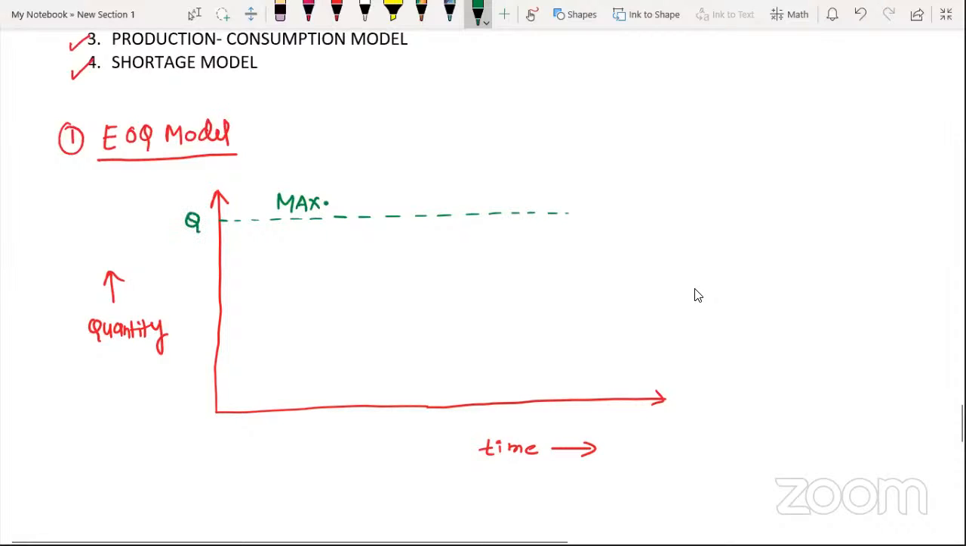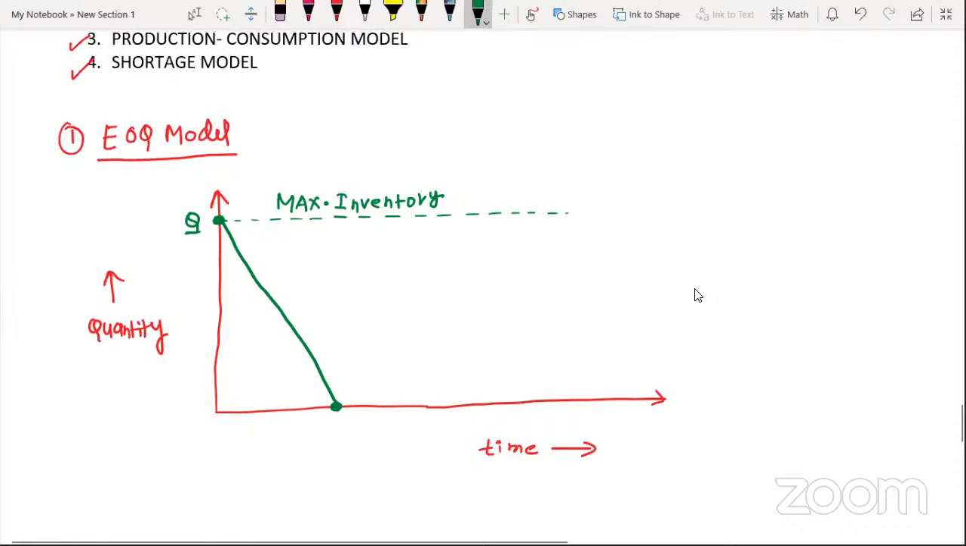Q is our maximum inventory here. As the customer demands the items, we are going to supply, and the demand is constant. As the demand comes, the quantity Q will decrease. Its value is going to decrease, so the graph will come like this, and at some time the quantity is going to be finished.